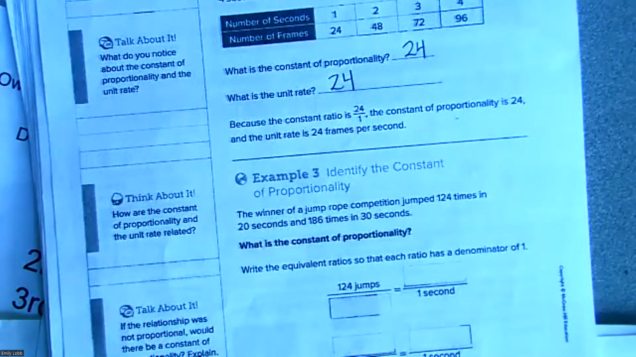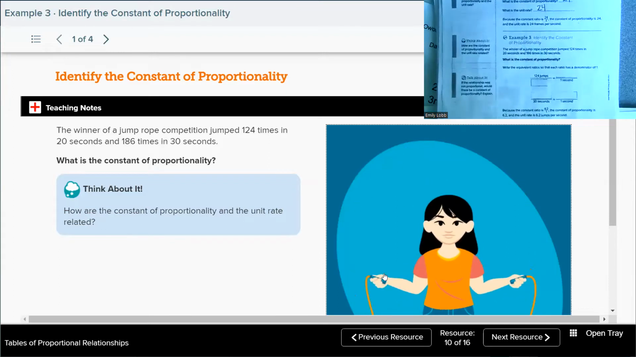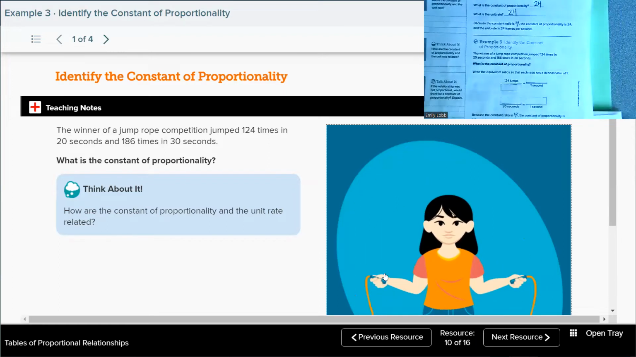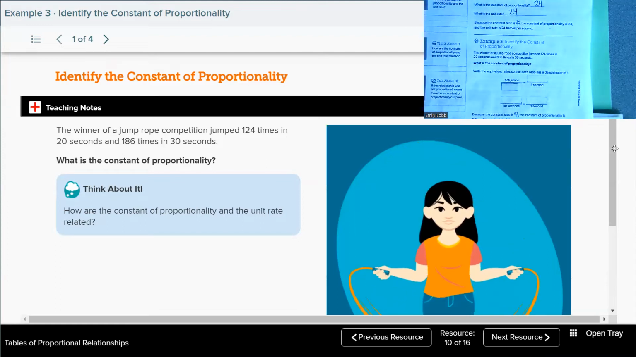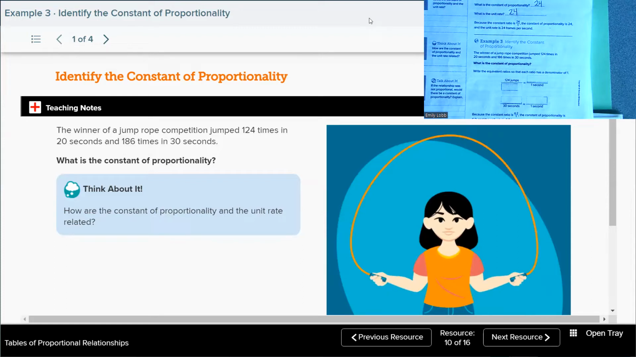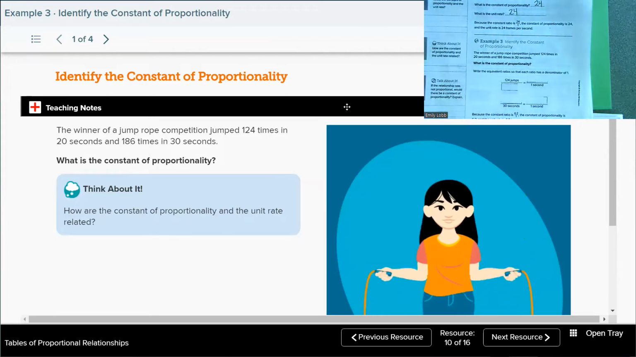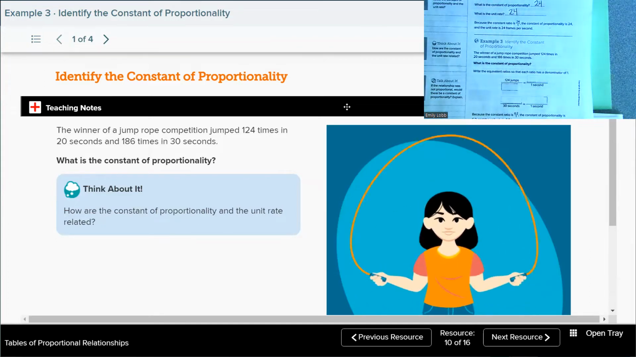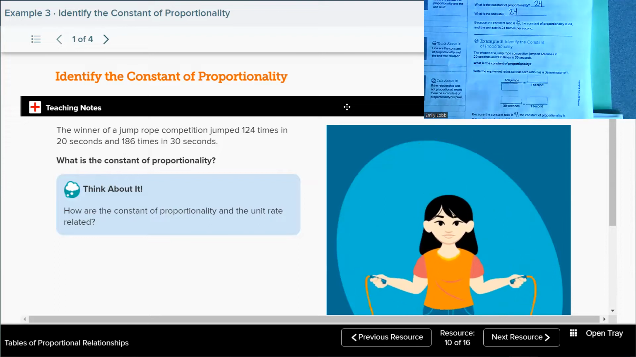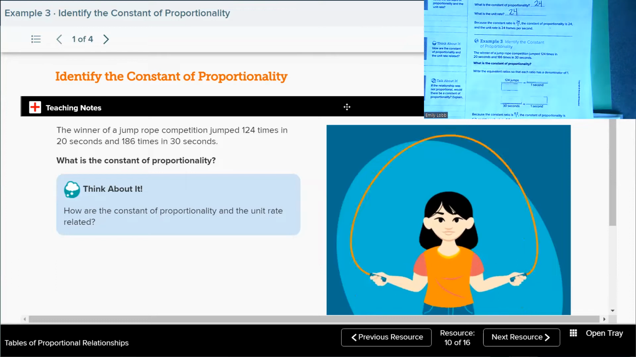Here we are. So the winner of a jump rope competition, do you see where we are, still on page 24? The winner of a jump rope competition jumped 124 times in 20 seconds and 186 times in 30 seconds. What is the constant of proportionality?